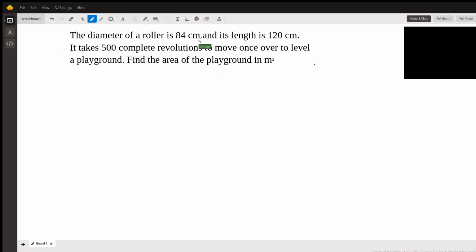Here we go. Okay, so it's a word problem. So let's get started with it. We have a roller that takes 500 revolutions to level a playground. So I'm going to start with the playground.